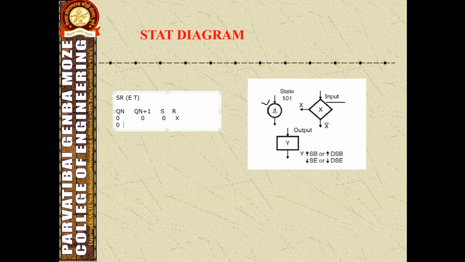When this one is 0 and this one is 1, then what do we have to provide? S should be 1 and R should be 0. Then the present state is 1 and the output is 0. Then what do we have to do? We have to provide S should be 0, the reset condition, and R should be 1. When both states are 1, S should be undetermined and R should be 0. This is the excitation table for SR flip-flop.